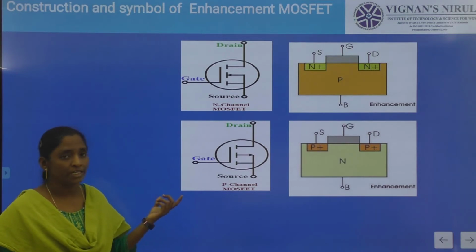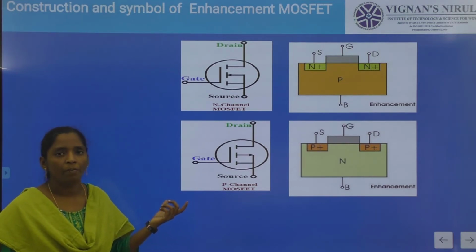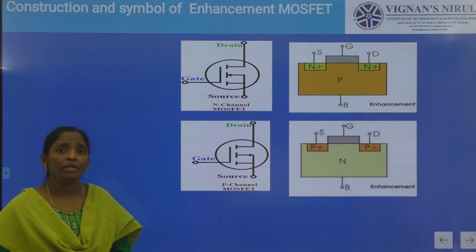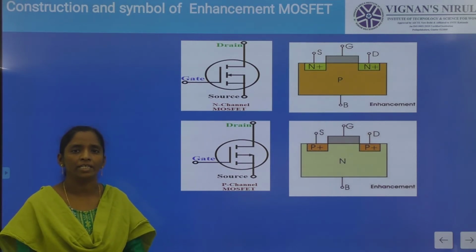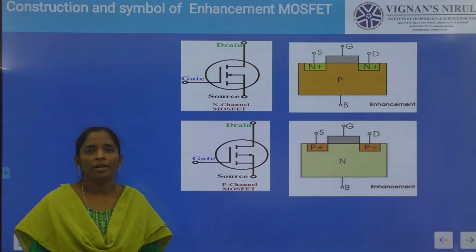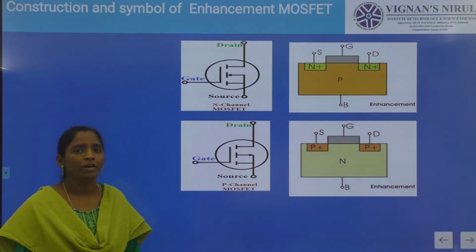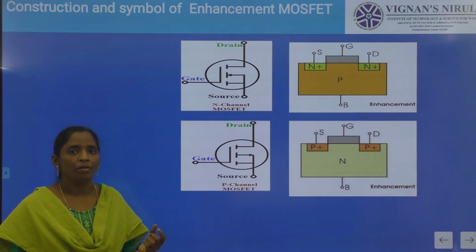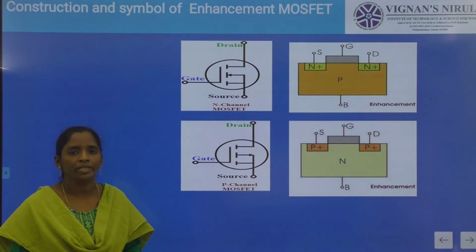First we will see the construction and operation of the metal oxide semiconductor device. Before that, there are two types of MOSFETs: one is the depletion MOSFET and the other is the enhancement MOSFET. That means the MOSFET operates in depletion mode. What is meant by depletion?